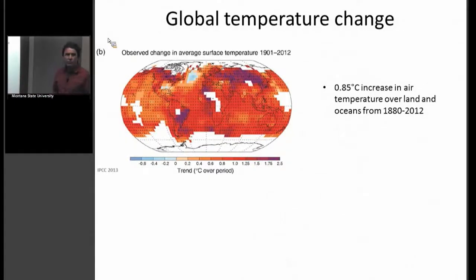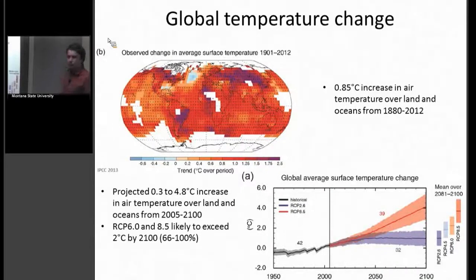The fifth assessment report of the IPCC is currently releasing the new chapters. And they summarize the global surface temperature change of about 1 degree over the past century. And you can see that in the high latitudes, this temperature change is quite pronounced, but generally it's a global phenomenon.